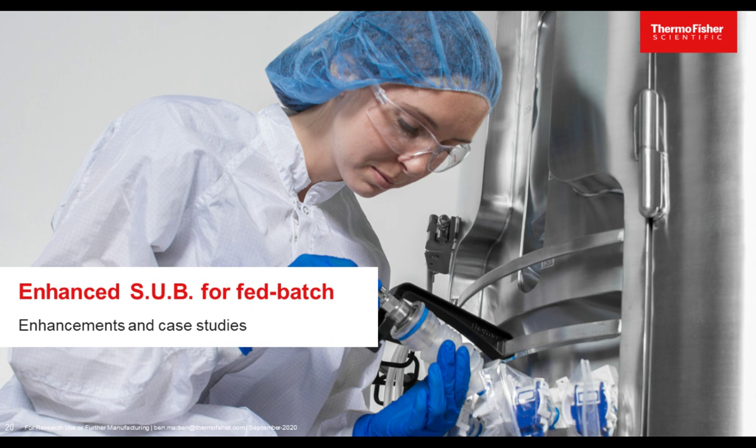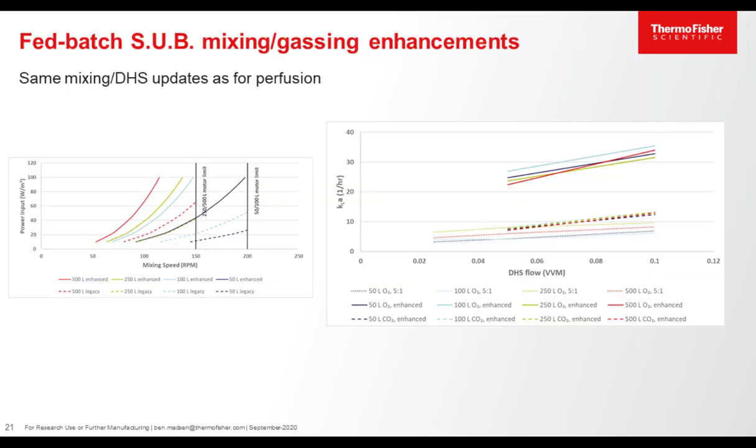The next application we'll discuss is high-density fed batch processes and the updates we made to the Sub to support higher oxygen demand. The mixing and gassing for this Sub design is really similar to the perfusion application, with similar impeller size and DHS design. And as a reminder, when we increase the impeller size in each reactor, we can achieve up to 100 watts per cubic meter agitation. And implementing our new enhanced DHS, we've shown large increases in mass transfer.